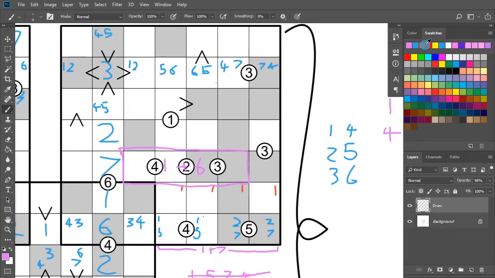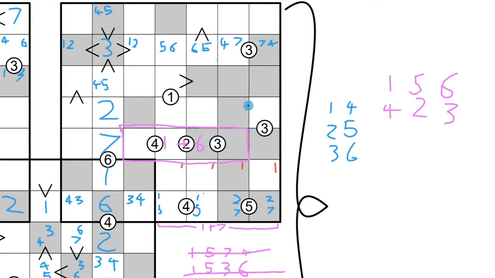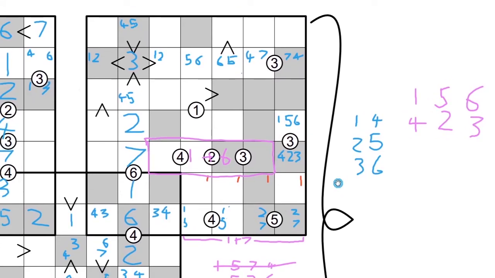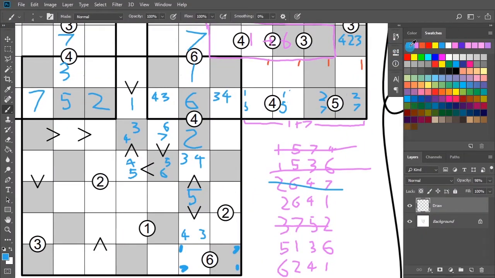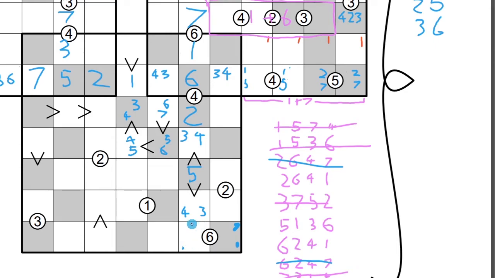Let's write those in. I'm going to write those in now. 1, 5, 6, 4, 2, 3. Hopefully that was right. Does having that 1 there help me? Oh, it does. Why don't I come back down here? That's a 7. And that's a 1. Okay.